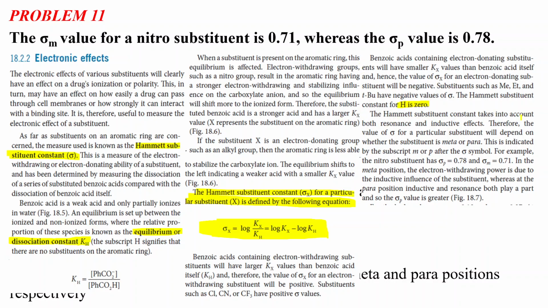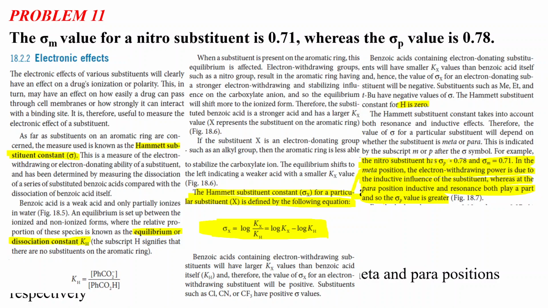The Hammett substituent constant takes into account both the resonance and the inductive effects. Therefore, the value of sigma for a particular substituent will depend on whether the substituent is in meta or para. This is indicated by the M and P symbols. For example, for nitro, sigma P is 0.78 and sigma M is 0.71. In the meta position, electron withdrawing power is due to the inductive influence of the substituent, whereas in the para position, both resonance and inductive effects play a part. So sigma P has a greater value. This is also important: sigma P of the nitro group has a greater value than sigma M because in the meta case only the inductive effect contributes, but in the para case both inductive and resonance effects play a role.